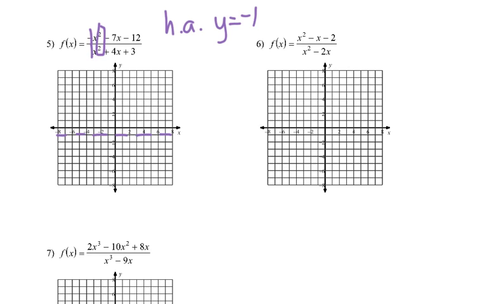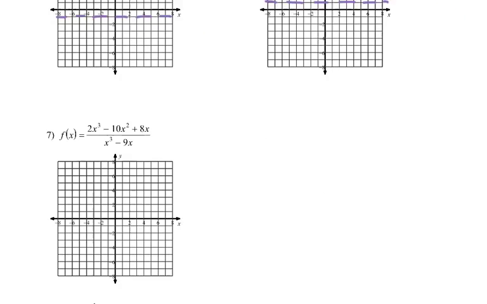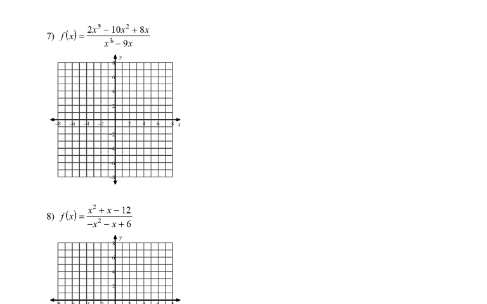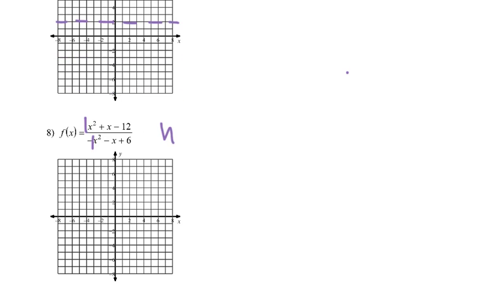Okay, if I look at number 6, same idea, right? 2 over 2, so 1 and 1, so my horizontal asymptote on number 6 is y equals positive 1. If I look at 7, 3 and 3, 2 over 1, y equals 2. It's my horizontal asymptote, so y equals 2. And then I've got 1 over negative 1, so once again, on 8, my horizontal asymptote is going to be y equals -1.